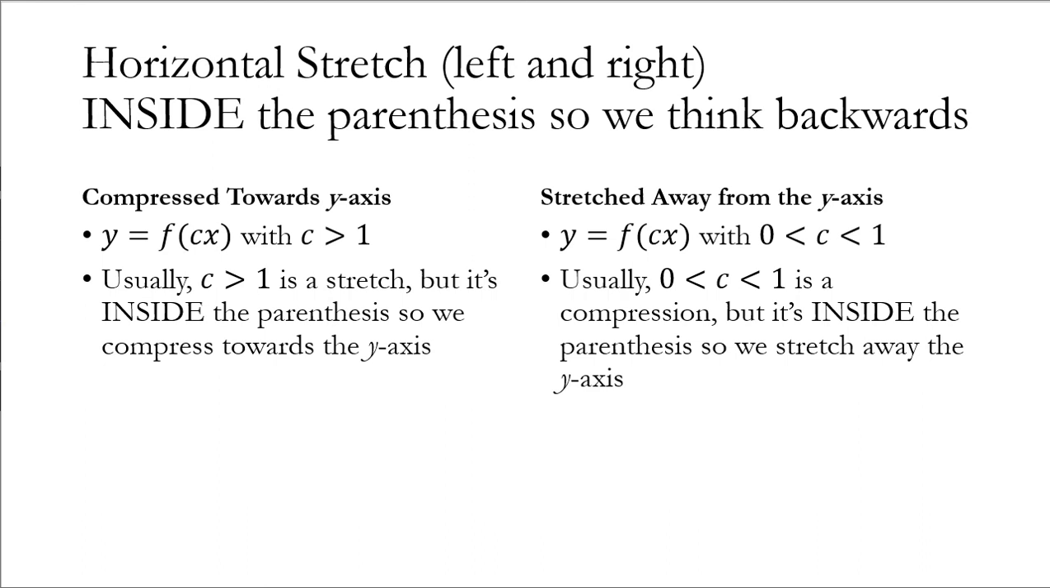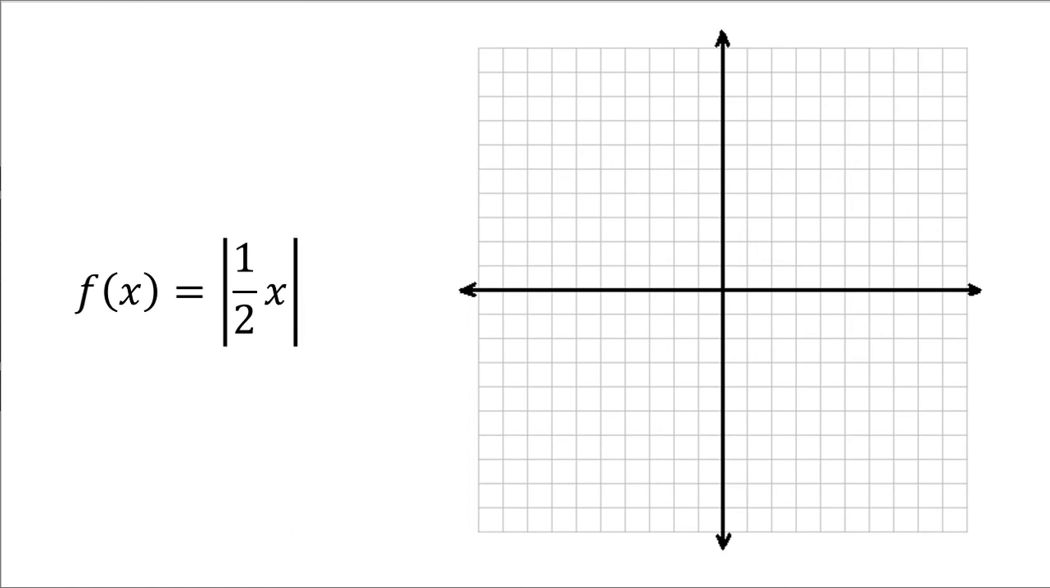Same thing here. Usually if it's between 0 and 1, it's a compression. But because it's inside the parentheses, we're going to stretch it away from our axis. So you're going to look, we're going to see really similar numbers here. Absolute value. Start off the same.